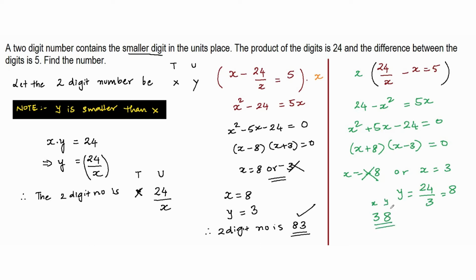Now over here it is satisfying the first condition, that the product of the digits is 24. However, the two-digit number contains the smaller digit in the units place. Now that condition is being violated, therefore 38 is not a possible answer, and therefore the right answer is 83. So this is how we solve this particular question. Pausing for a minute.